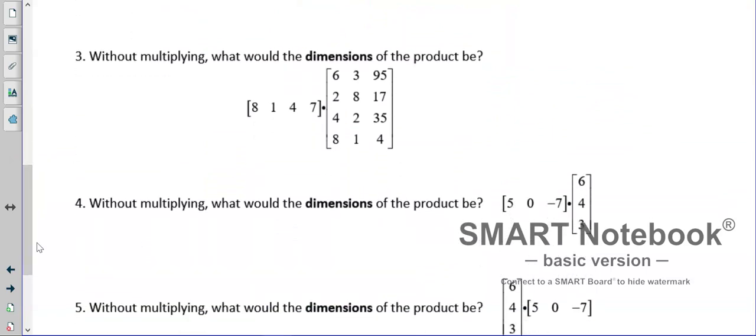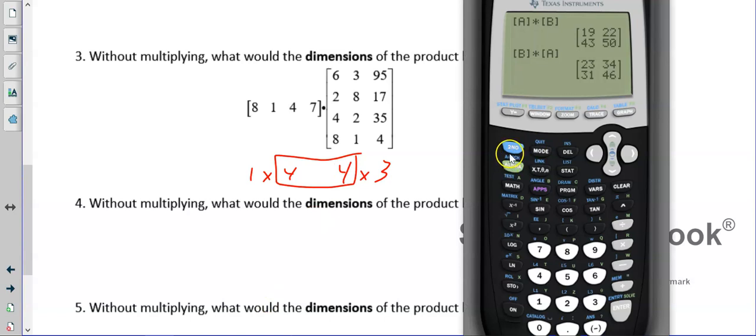All right, let's look at this one. This one is a 1 by 4. And this one is a 4 by 3. We look at the inside numbers. They're both 4. We're good to go. So we go into our calculator again. We go to matrix. We go to edit, the first one. And we're going to change it to 1 by 4. And we're going to put in 8147. So 8, 1, 4, 7.